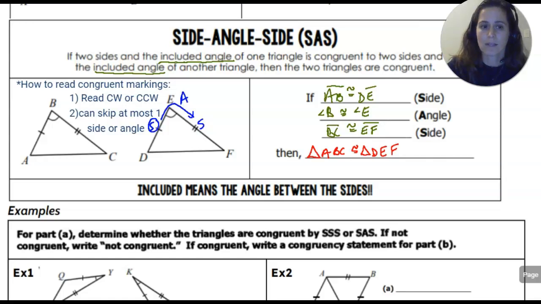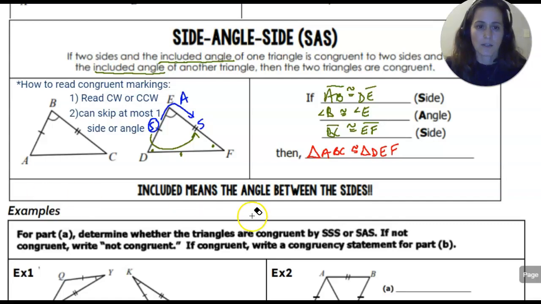Now let's say we went counterclockwise. If I go counterclockwise, I'm going in this direction. But notice that there is no marking on angle D, no marking on side DF, and no marking at angle F. That's 3 parts of the triangle that we had to skip to get to S. I can't skip 3, I can only skip at most 1. If you think back to side, side, side, I skipped all of the angles. That's 1 part before you get to the next marking. So you're allowed to skip 1 part in between each marking, but no more than 1. In side, side, side, we skipped 1 angle in between each congruent marking.